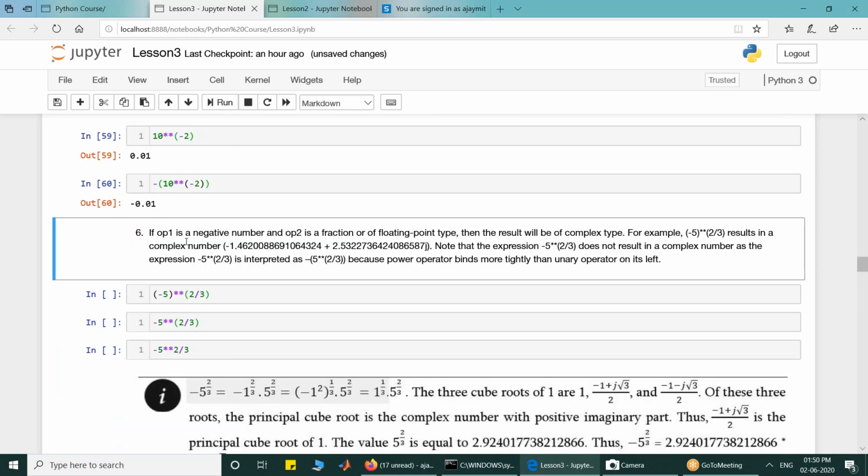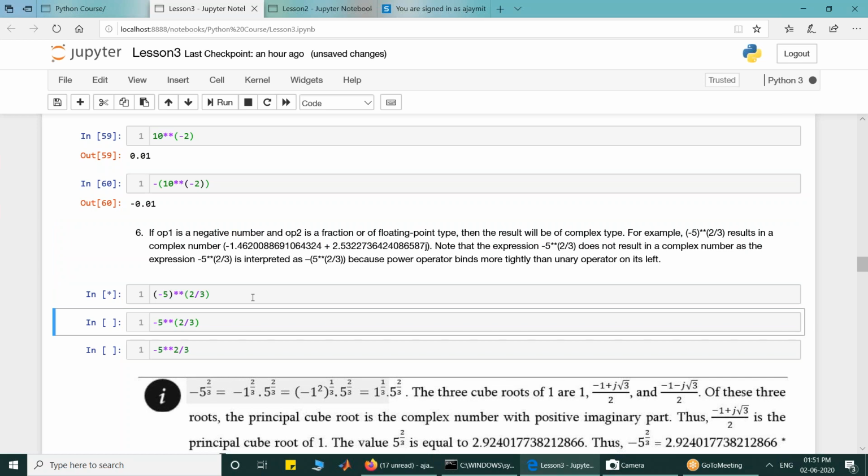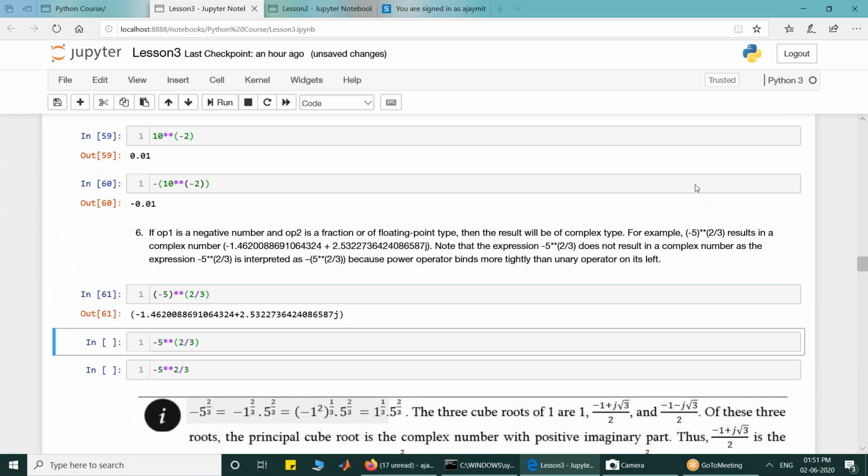So another rule is that if operand 1 is a negative number and operand 2 is a floating point number, then the result will come out to be a complex number. Very important to understand that if the first operand is negative and the second operand is a floating point number or a fraction, look at it now, students, minus 5 raised to power 2 by 3. So this comes out to be a complex number.